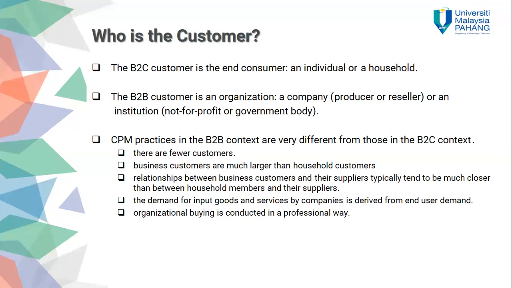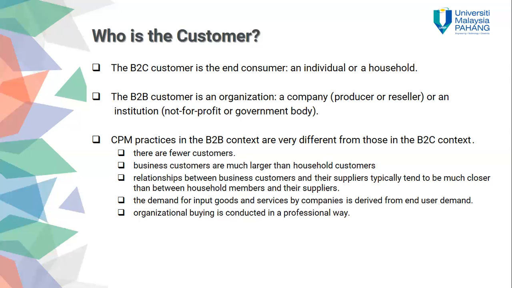Maybe, for example, when they purchase a product from your organization, the minimum quantity is 1,000, for example. Like a household customer, they just buy only one piece or one quantity only. And then the relationship between business customers and their supplier tends to be much closer compared to household members and the supplier. So you have a very strong relationship with business customers rather than household customers.